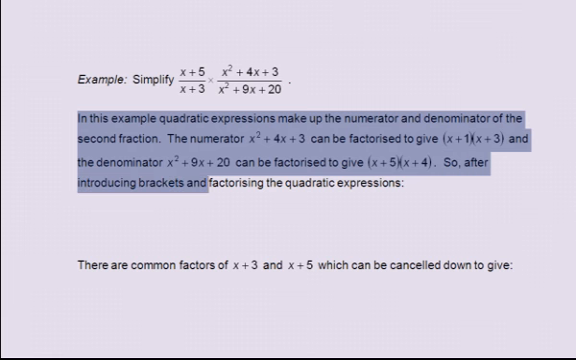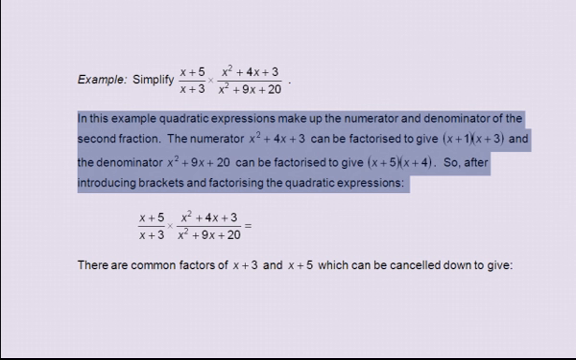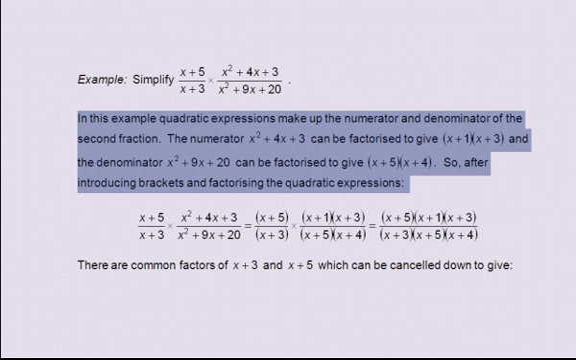So, after introducing brackets and factorising the quadratic expressions, (x plus 5) divided by (x plus 3) multiplied by (x squared plus 4x plus 3) divided by (x squared plus 9x plus 20) equals (x plus 5) in brackets divided by (x plus 3) in brackets multiplied by (x plus 1) in brackets multiplied by (x plus 3) in brackets, all divided by (x plus 5) in brackets multiplied by (x plus 4) in brackets, which equals (x plus 5) multiplied by (x plus 1) multiplied by (x plus 3), all divided by (x plus 3) multiplied by (x plus 5) multiplied by (x plus 4).